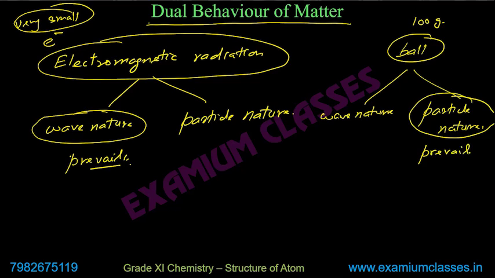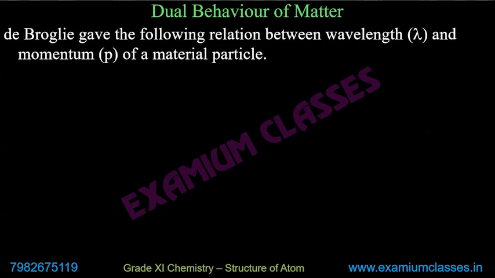For that, he gave a formula for calculation of the wavelength depending on the mass and speed. First understand what I am saying. Dual behavior means wave nature as well as particle nature is shown by all objects. It is not only electromagnetic radiation. That is what de Broglie said. And for that, he gave the following relationship to calculate the wavelength. Wavelength is to depict wave nature.